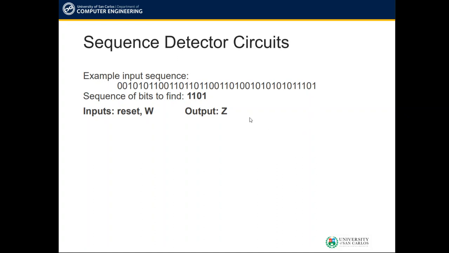I'll be highlighting all of the occurrences of the sequence 1101. So we have here the first occurrence, the second occurrence, third, and fourth. So there are 4 occurrences of this sequence in this input sequence.